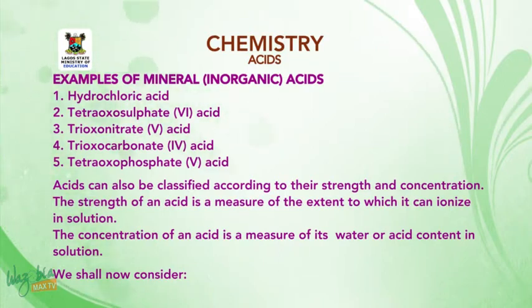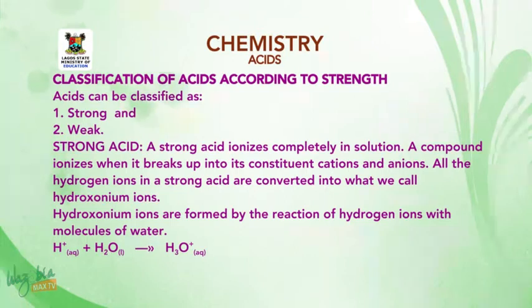Acids can also be classified according to their strength and concentration. The strength of an acid is a measure of the extent to which it can ionize in solution. The concentration of an acid is a measure of its water or acid content in solution. We shall now consider classification of acids according to strength.